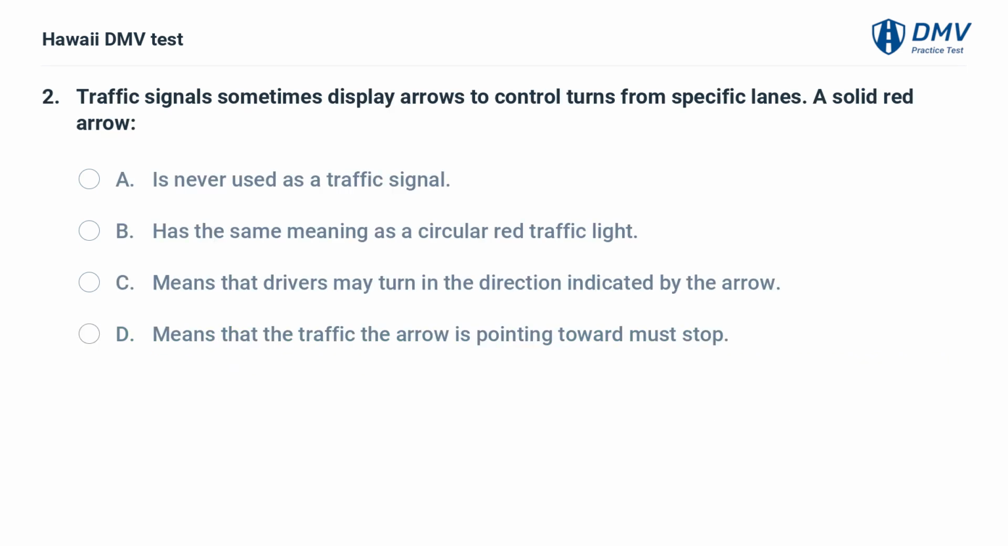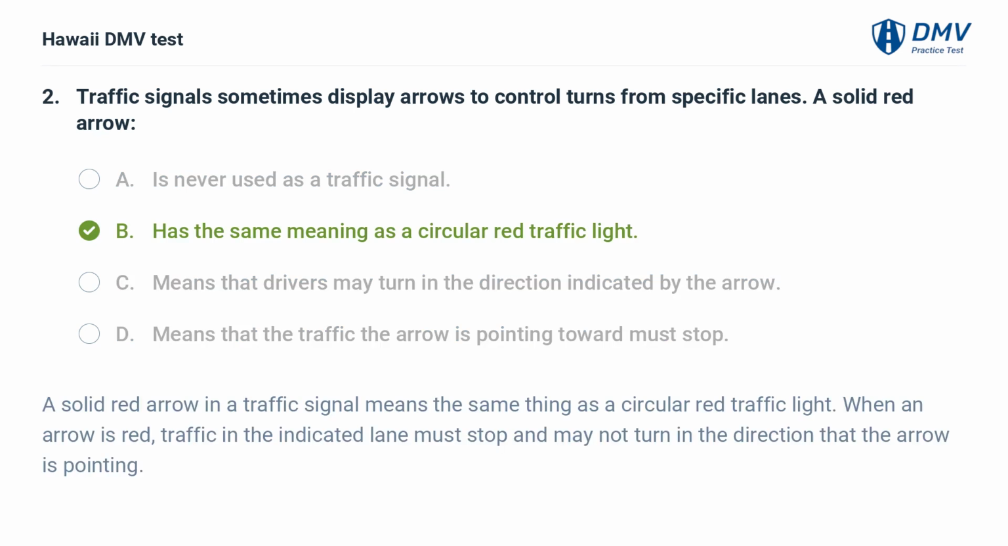Traffic signals sometimes display arrows to control turns from specific lanes. A solid red arrow, A, is never used as a traffic signal. B, has the same meaning as a circular red traffic light. C, means that drivers may turn in the direction indicated by the arrow. D, means that the traffic the arrow is pointing toward must stop.